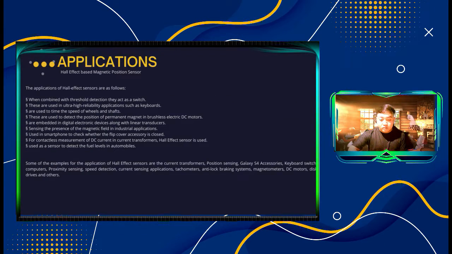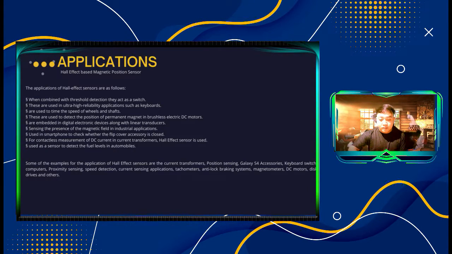Moving on to the next sensor, the Hall effect-based magnetic position sensor. The applications of Hall effect sensors are as follows. When combined with threshold detection, they act as a switch. These are used in ultra-high reliability applications such as keyboards. It is also used to time the speed of wheels and shafts. Used to detect the position of the permanent magnet in brushless electric DC motors.